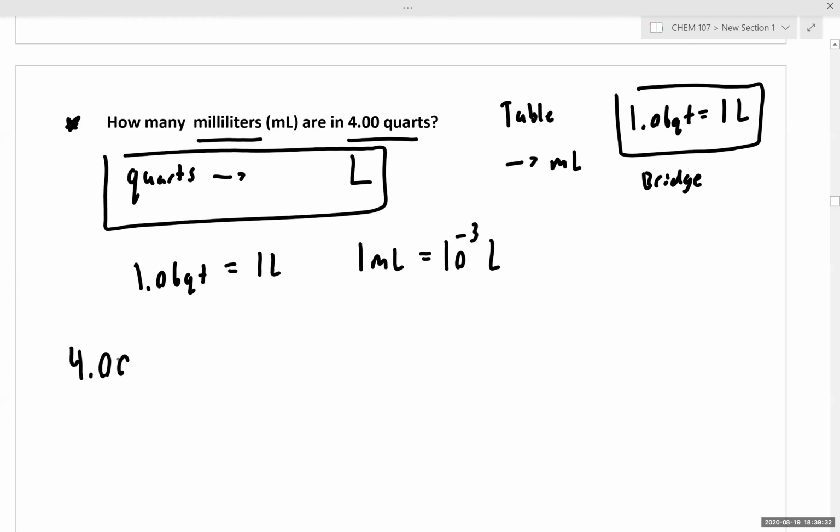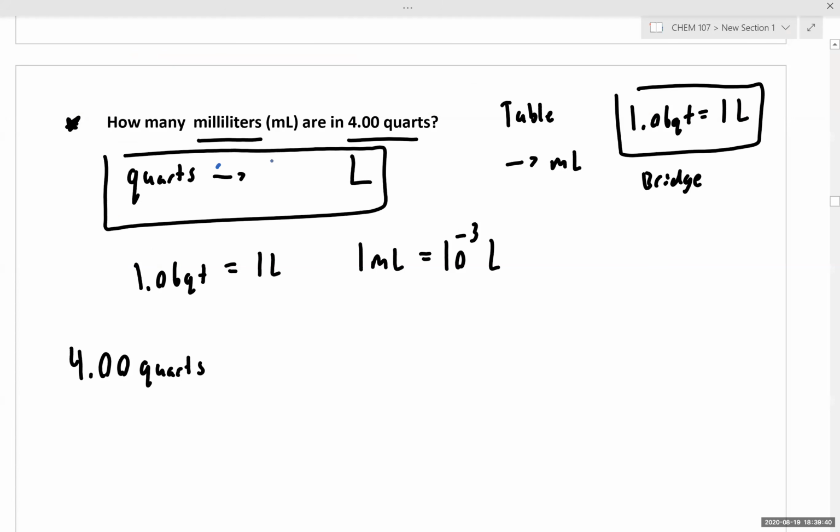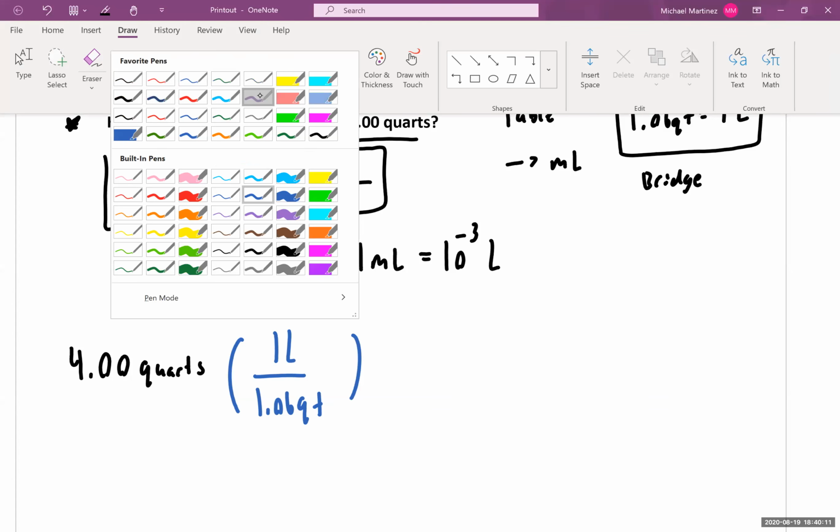So if we have 4.00 quarts, in our first step, we're going from quarts to liters. So what units go on top? Liter. So we know we have 1 liter, and what units are going to go on the bottom? Quarts. Yep. So we have 1 liter is equal to 1.06 quarts.